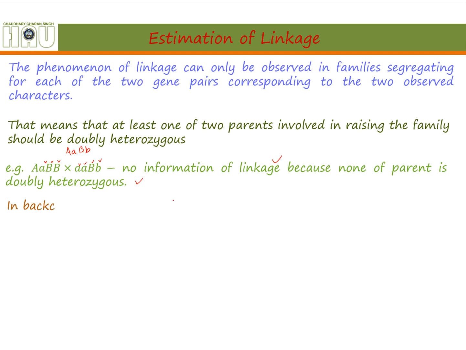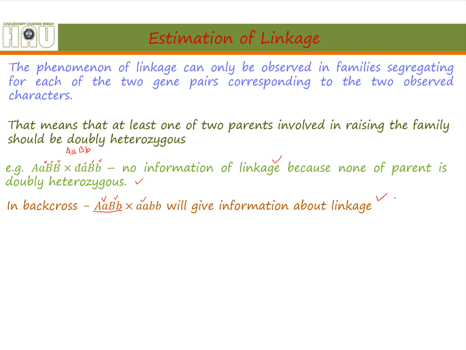Now consider another case. In back cross, what happens? We have F1, capital A, capital B, small b, crossed with one of the parents, the recessive parent, aabb. Now in this cross, this parent is double heterozygote. So the condition of double heterozygote is satisfied, and it will give information about linkage.